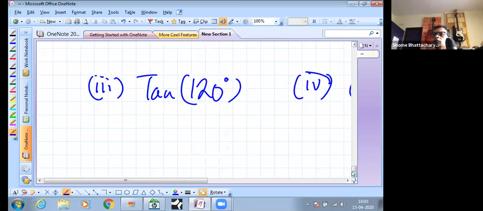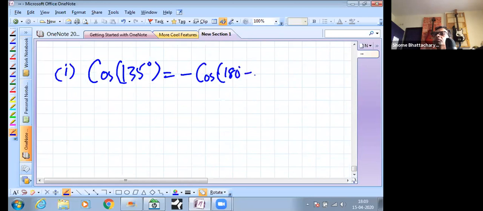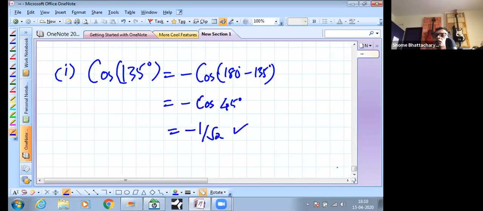So, for example, in the first case, we wanted to calculate cos of 135 degrees. So we will just express it as minus of cos of 180 minus 135. So that becomes minus cos 45, which becomes minus 1 by root 2. Simple. So we are just using the formula that cos theta is minus cos of 180 minus theta for the second quadrant.